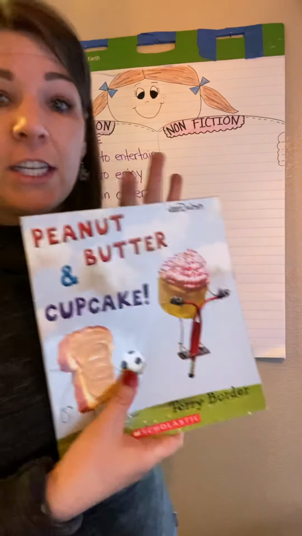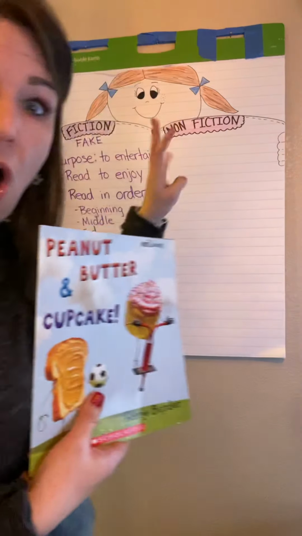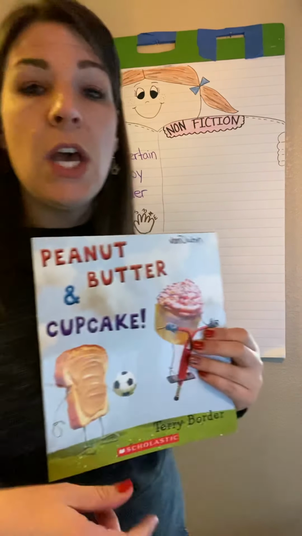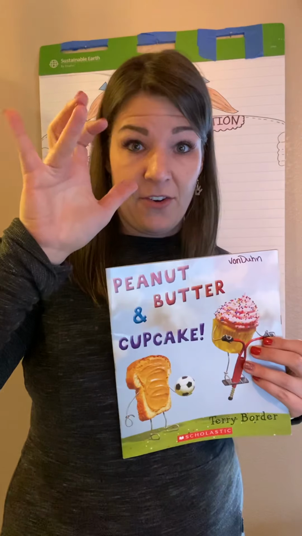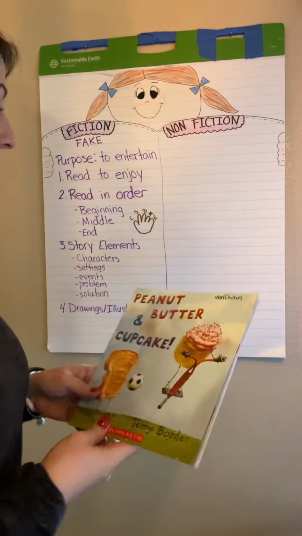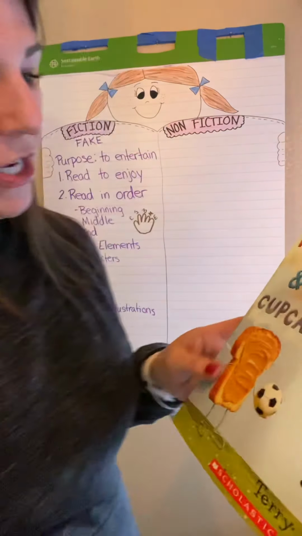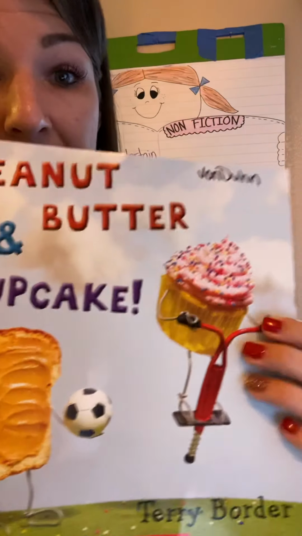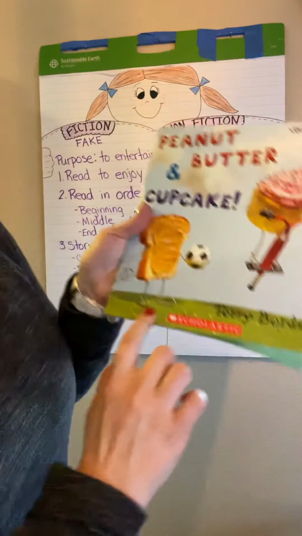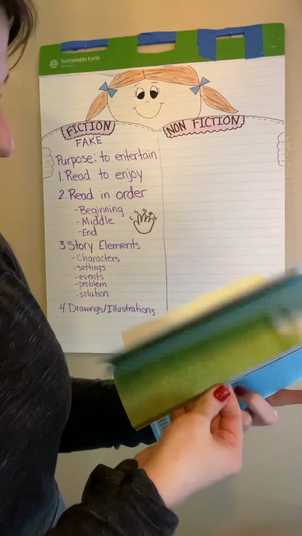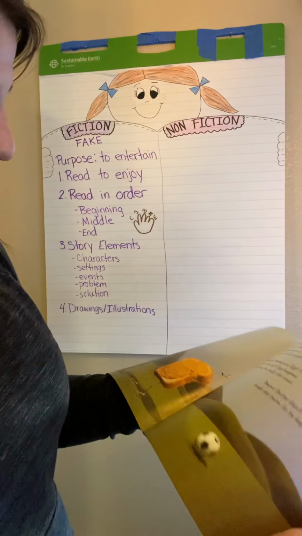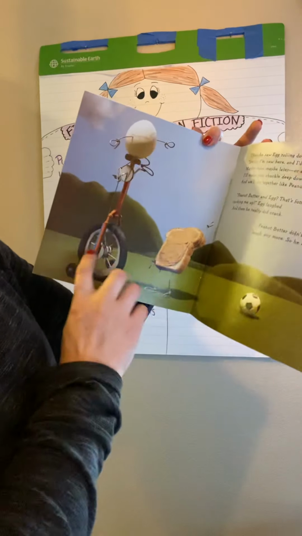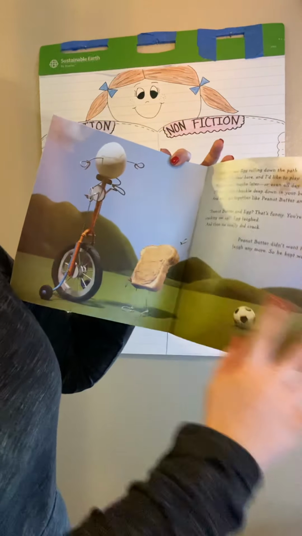So in a fiction book, you have all of those elements, okay? And in a fiction book, we're able to do our 5-finger retell, okay? And then there's always drawings and illustrations. Now, this one's funny because it uses real pictures of like peanut butter or cupcakes, but everything else, like the grass, is all drawn, okay? So some of the things in here are real, but the rest is drawn. So in fiction books, you have drawings and illustrations.